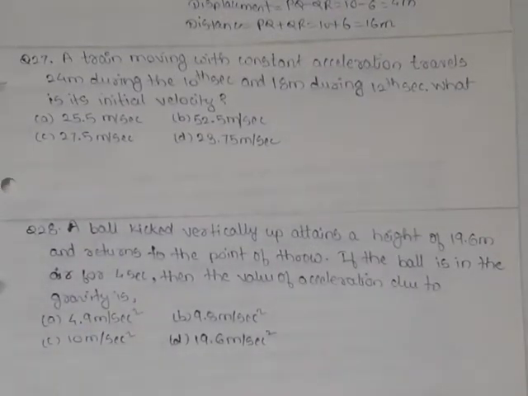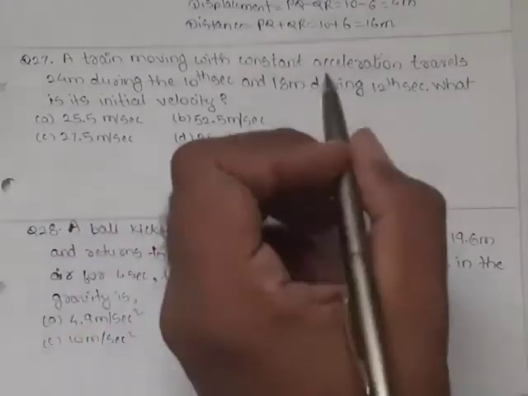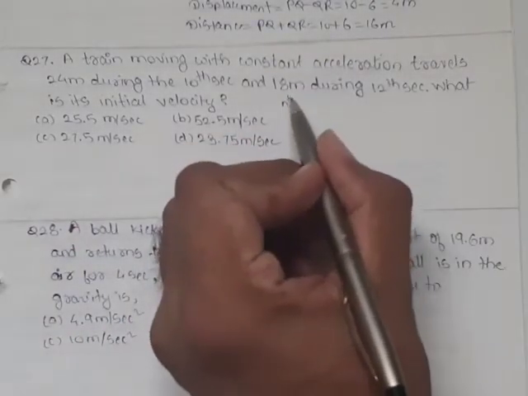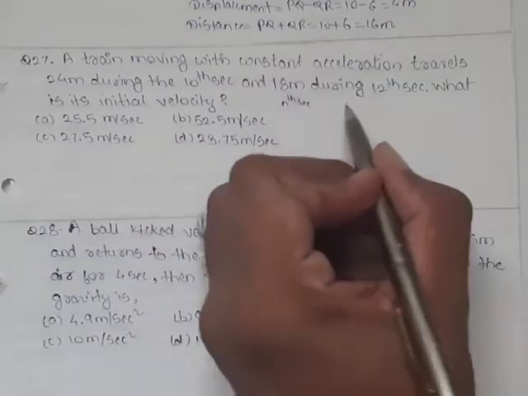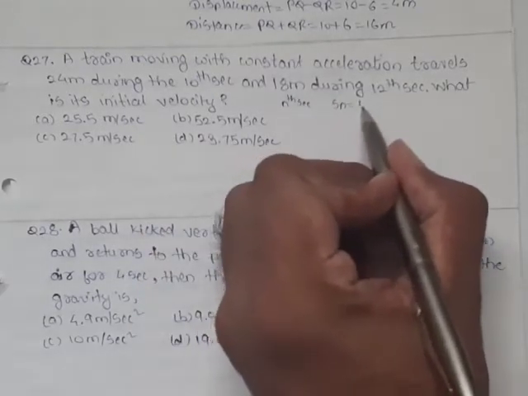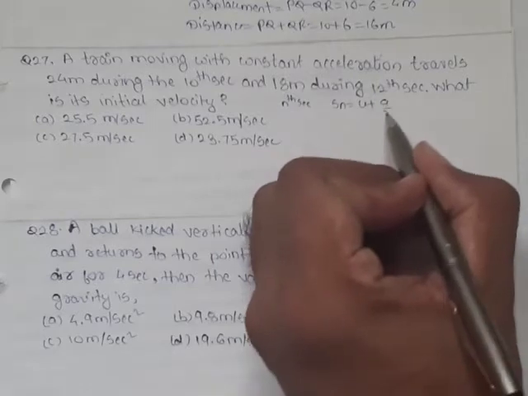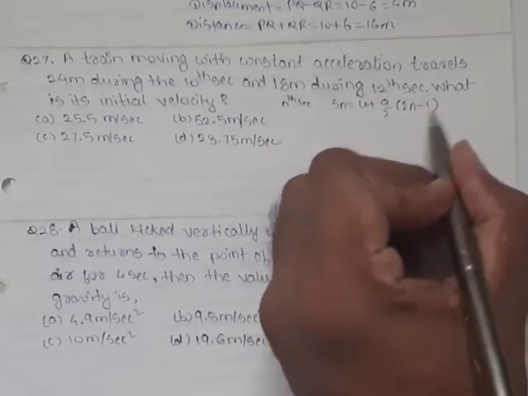Question 27. A train moving with a constant acceleration travels 24 meters during the 10th second and 18 meters during the 12th second. What is its initial velocity? So here we know that for displacement in nth second, our formula is Sn equal to u plus a by 2 into 2n minus 1.